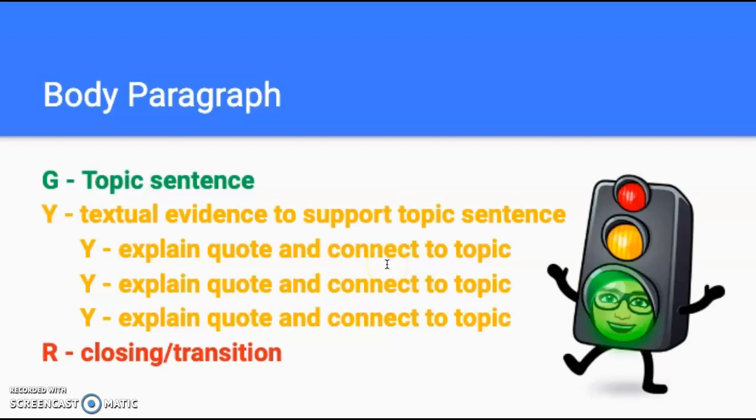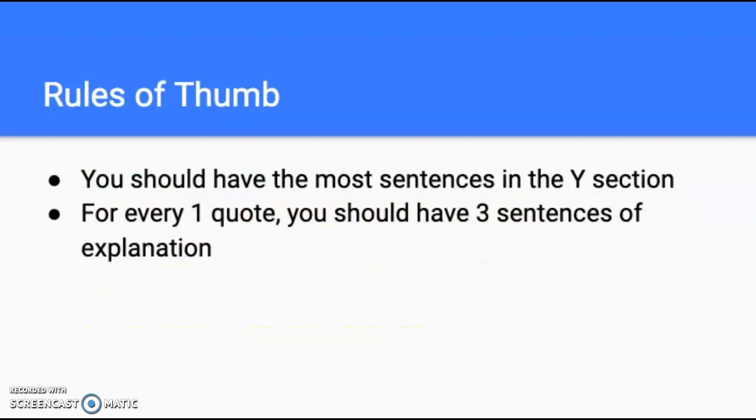This is called GYR because it's kind of like a stoplight. Green for go, yellow for slow down, red for stop. Okay, rule of thumb, I already said this, but you should have the most sentences in your yellow section, and every quote should have at least 3 sentences that help explain that quote. You cannot assume that the reader can read your mind. We can't. So the yellow is for you to explain why your quote supports what you're saying.